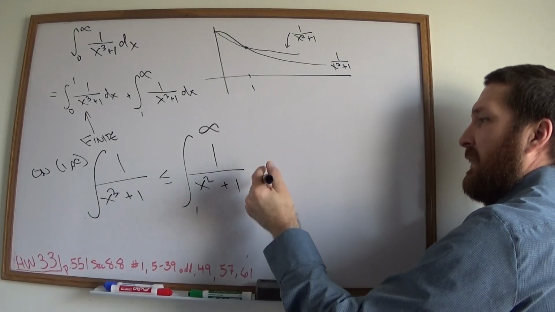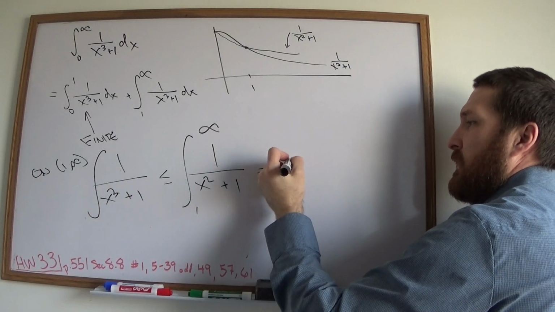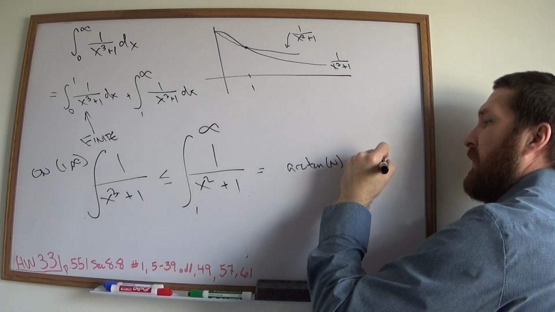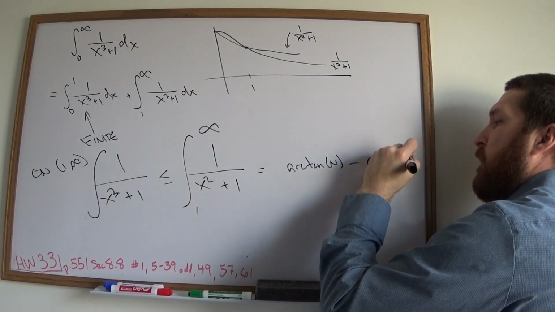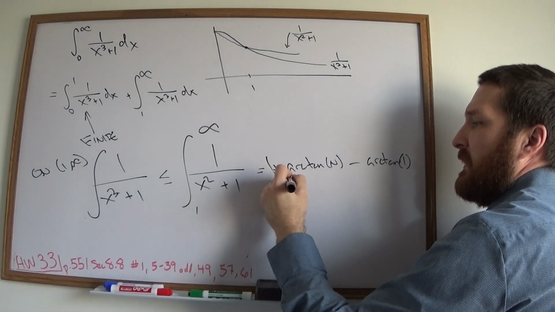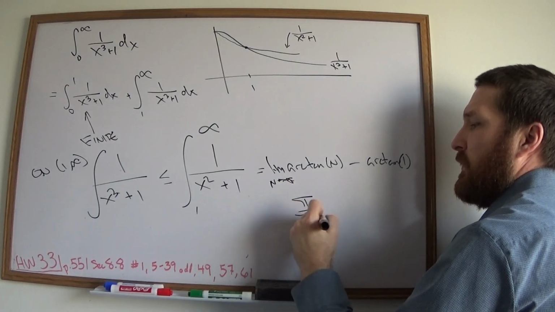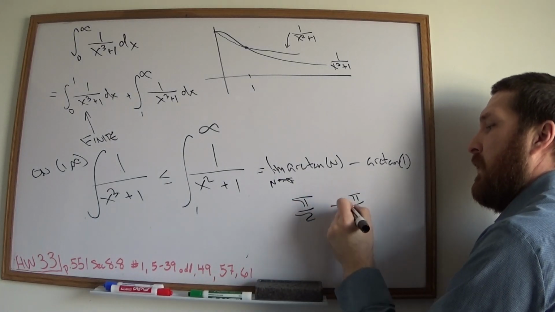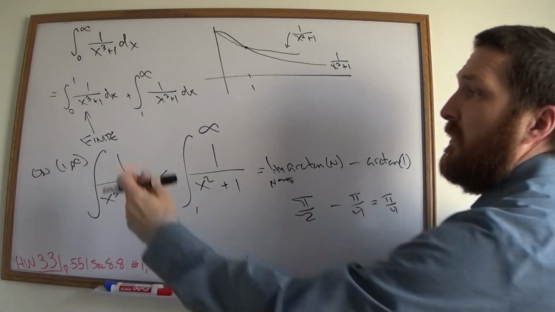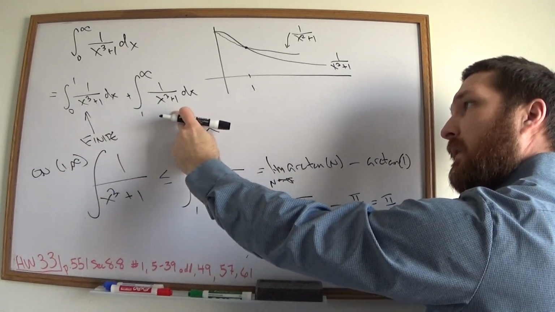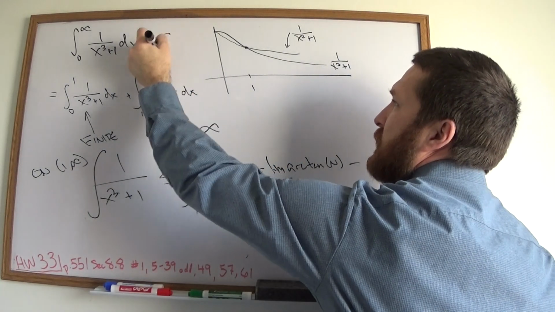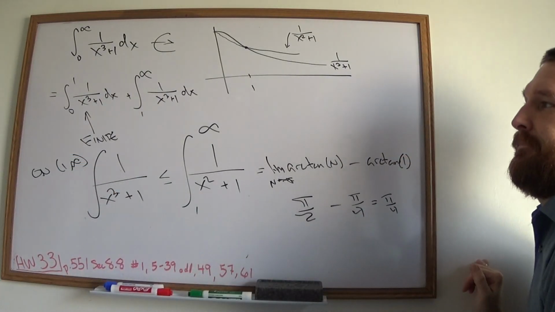From 1 to infinity, this thing works out to arctan n minus arctan 1. Take the limit as n goes to infinity. This is pi over 2 minus pi over 4, which is pi over 4. So this part converges. This is finite, plus something that goes to pi over 4 is also finite, so this converges. That's one way you might do it.